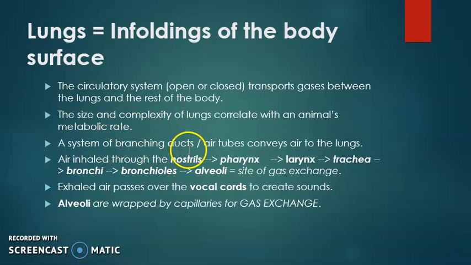A system of branching ducts, air tubes, conveys air to the lungs. Air inhaled through the nostrils goes to the pharynx, to the larynx, to the trachea, to the bronchi, to the bronchioles, and to the alveoli, which are the site of gas exchange. So alveoli are very important because these are sites of gas exchange. Exhaled air passes over the vocal cords to create sounds. Alveoli are wrapped by capillaries for gas exchange. Now, it is important to see how gas exchange takes place.